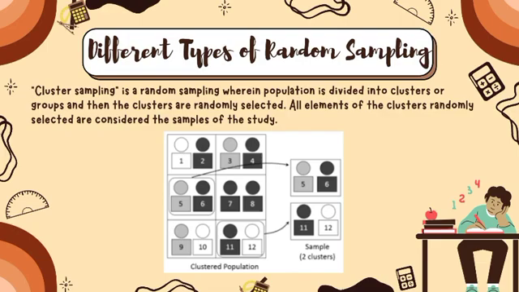Next ay ang cluster sampling. It is a random sampling wherein population is divided into clusters or groups and then the clusters are randomly selected.